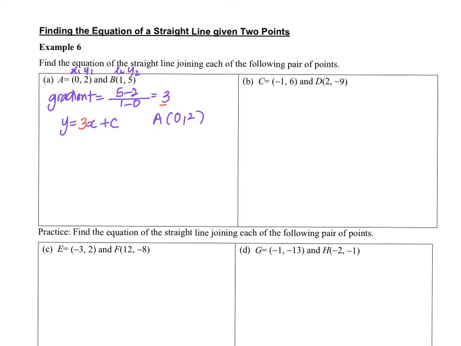So if I choose A to be (0, 2), x will be the number 0, y will be the number 2. So y is the number 2. 3 times 0 is still 0. So 2 is equal to c. Therefore, the equation of this straight line is now y equals the gradient, which is 3x, and now the y-intercept is 2, plus 2.